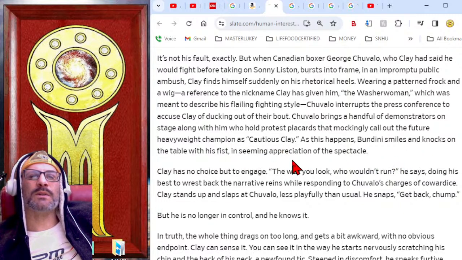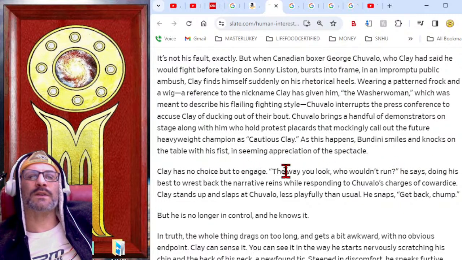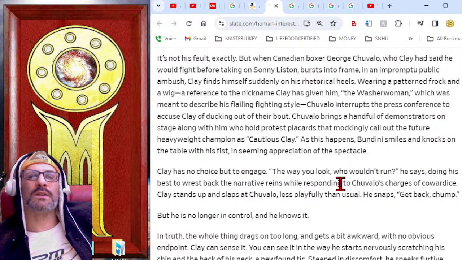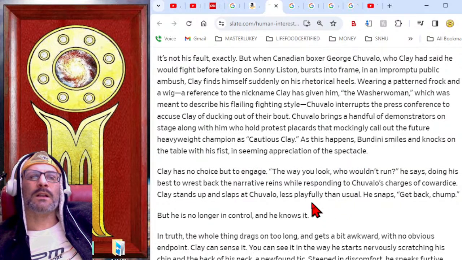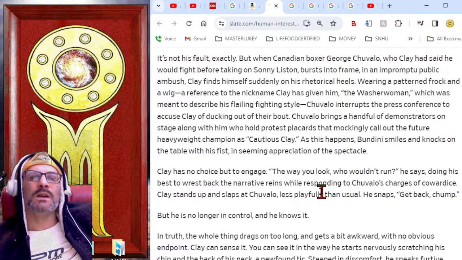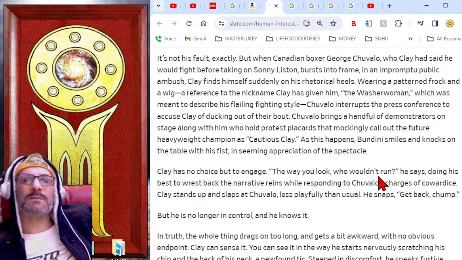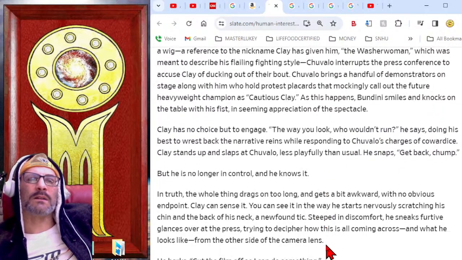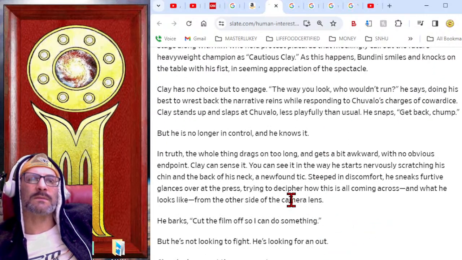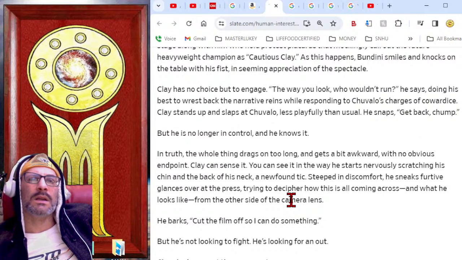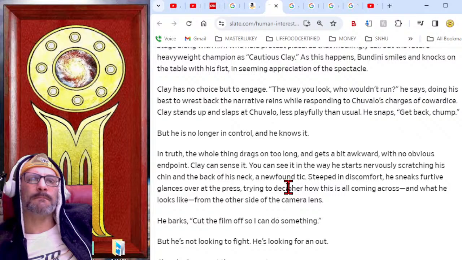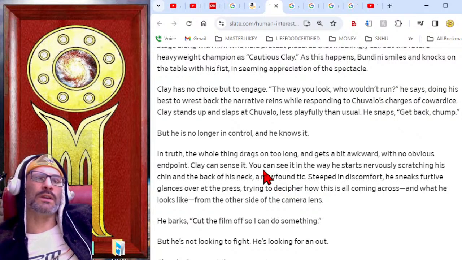As this happens, Bundini smiles and knocks on the table with his fist in seeming appreciation of the spectacle. Clay has no choice but to engage. "The way you look, who wouldn't run?" he says, doing his best to wrest back the narrative reins while responding to Chuvalo's charges of cowardice. Clay stands up and slaps at Chuvalo less playfully than usual. He snaps, "Get back, chump." But he's no longer in control and he knows it.